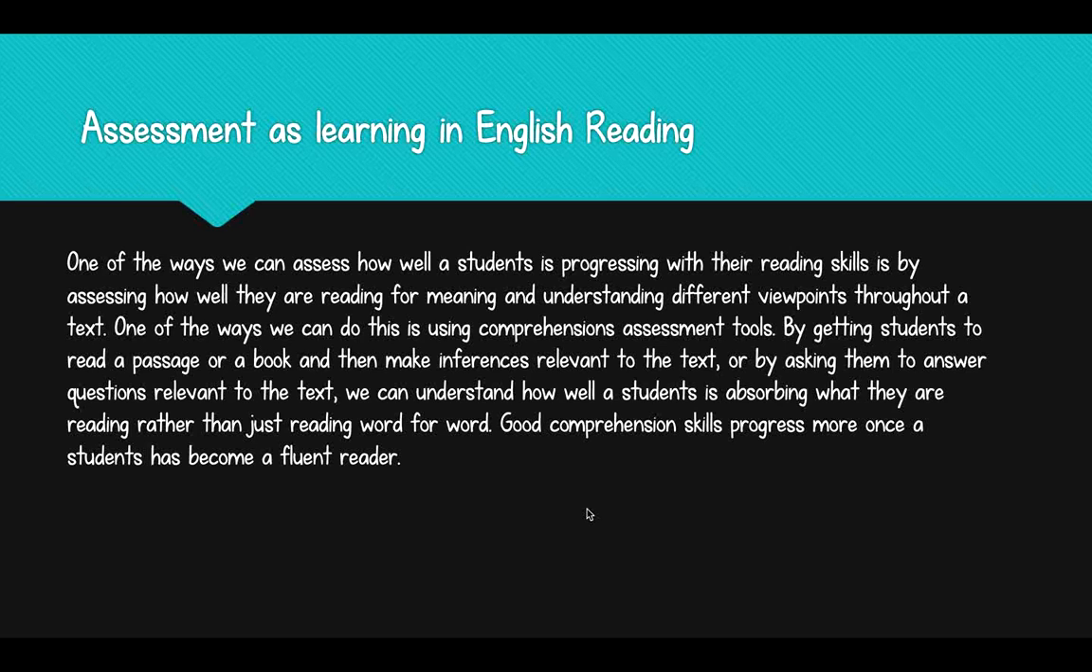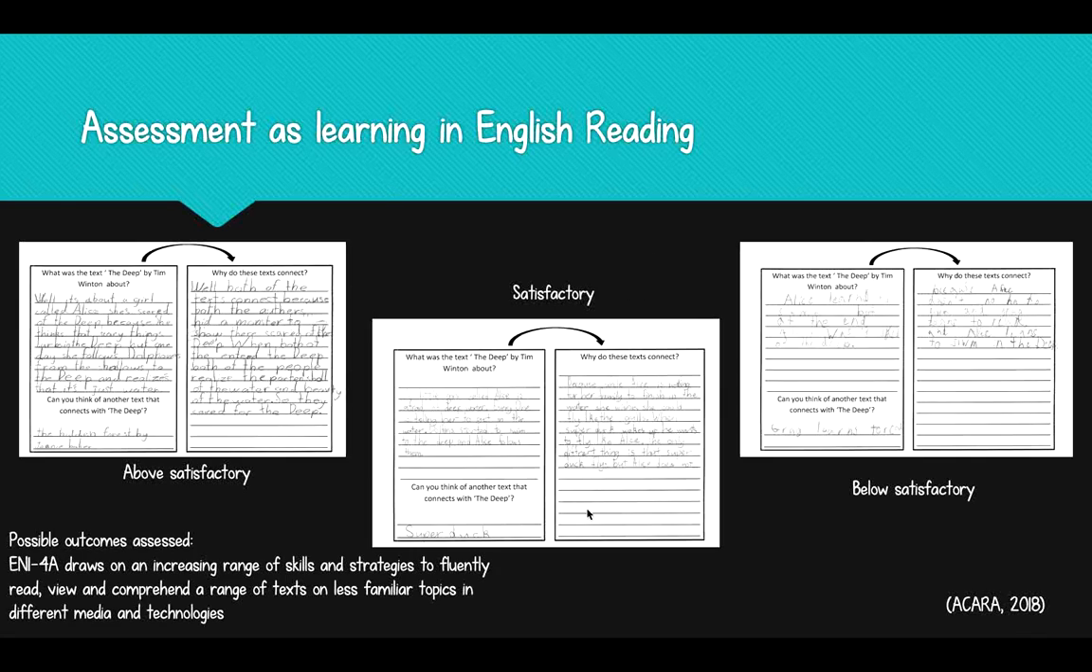By getting students to read a certain passage or book and then making inferences, which is reading between the lines, so drawing information from the text or answering questions. This is how we can determine whether they are absorbing what they're reading and not just reading word for word. These comprehension skills will progress more once a student has become more of a fluent reader. They're going to find it hard to take meaning from a text when they're still reading word for word and struggling to sound out certain words.